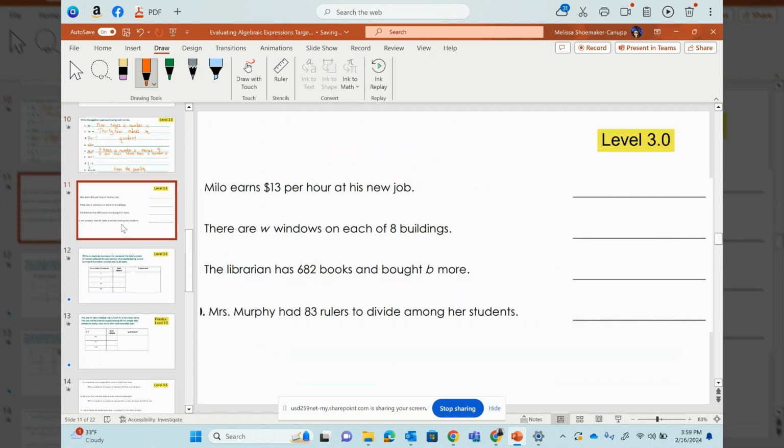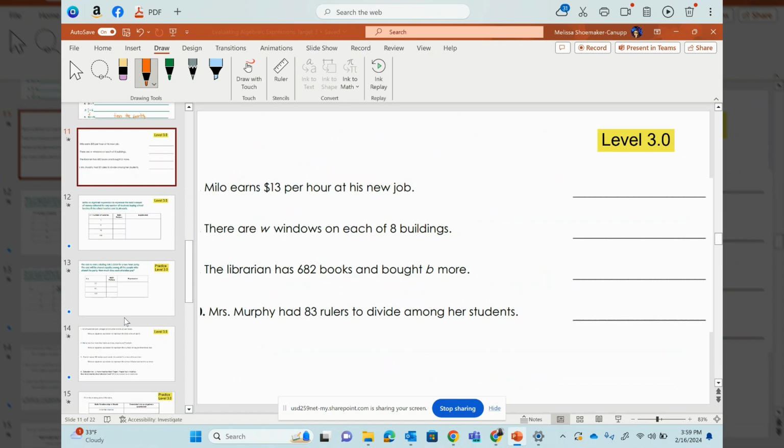Now, I'm just going to do the first one on this, and then I want you to practice, okay? Milo earns $13 per hour at his new job. Okay, so we're thinking about H equals the number of hours that he works. And how would we represent that in an expression? What does per mean? If you go back to your list, it means multiply. Okay, $13 per hour. So I used H for hours, so I wrote the H.